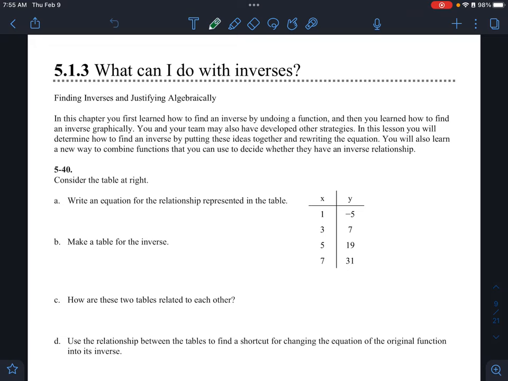And so we are looking at 5.1.3 as we continue to look at inverses and finding them. Earlier this week, we looked at finding them graphically. Now we're going to go back to kind of the algebraically. And this is probably one of the more practical ways of being able to do it.